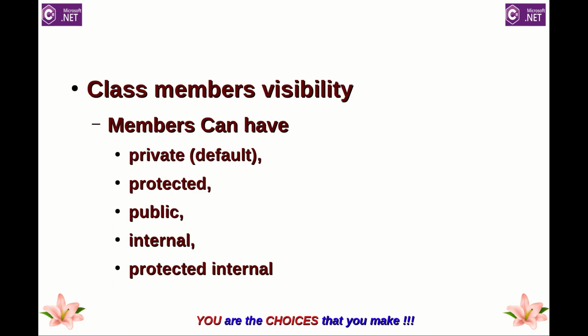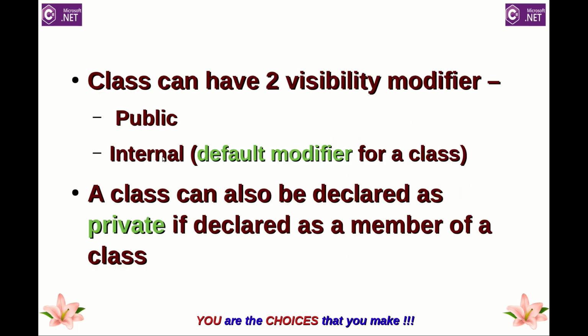Remember, for the member, private is the default modifier. So the default modifier for a member of a class is private, whereas the default modifier for a class is internal.